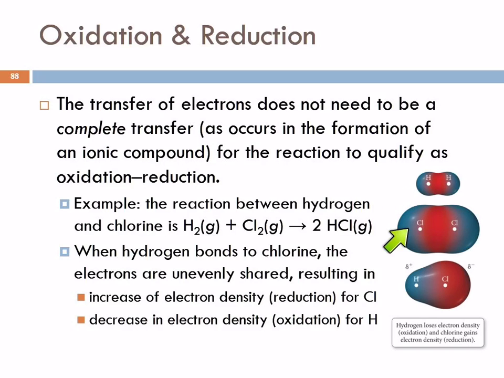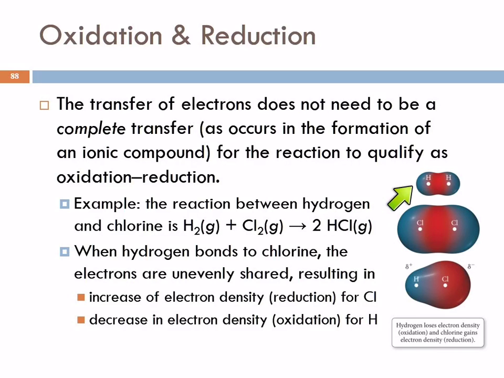But both of these molecules are very symmetrical. We don't have one end being more positive than the other. When we have a covalent bond between a hydrogen atom and a chlorine atom, the electron density is no longer evenly distributed. There's more electron density around the chlorine because the chlorine is more attractive to the electrons.